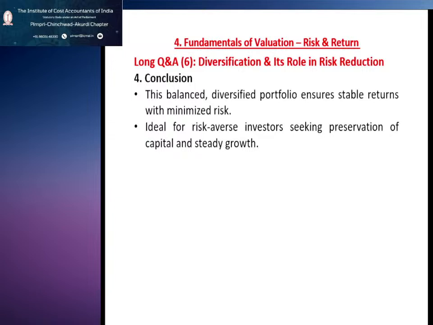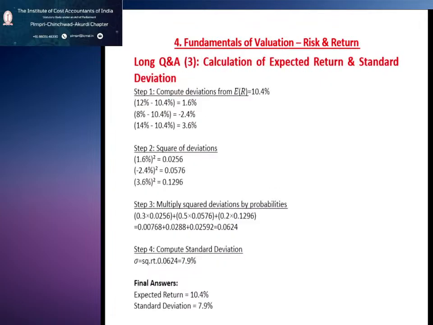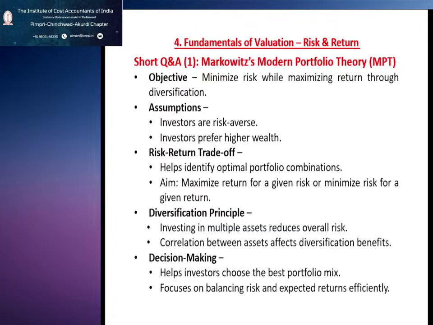To conclude, this balanced diversified portfolio ensures stable returns and minimizes risk, and is ideal for risk-averse investors seeking preservation of capital and steady growth. So with this, we come to an end of the session. As I said, the chapter is very small, a 2-3 page chapter, and thereafter at the end of the chapter there are a few short question and answers and long question and answers that were covered. So, just to have a recap, as my practice has been at the end of the session.